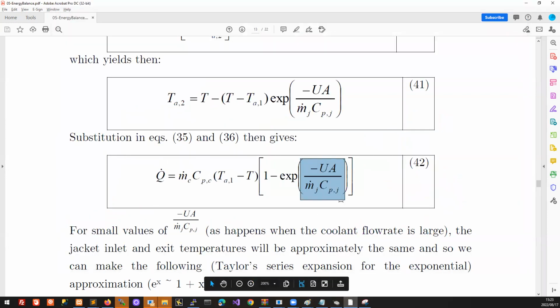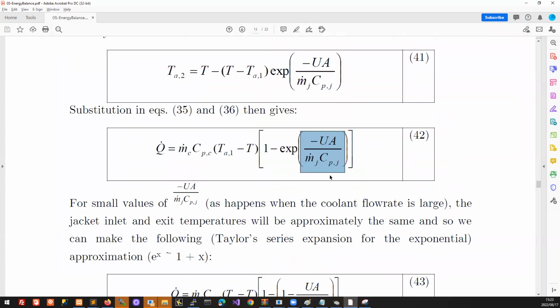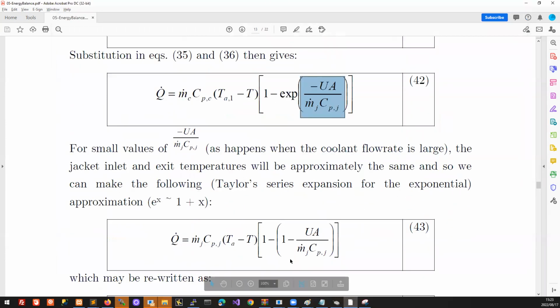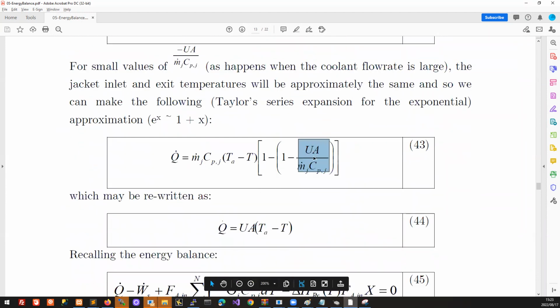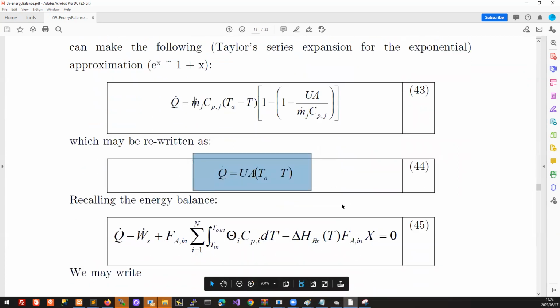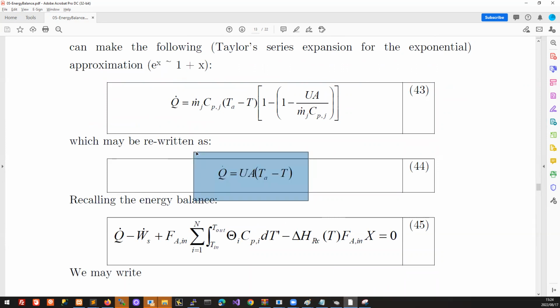So if we replace this, then this is going to be 1 plus this thing, right? And then the ones can cancel, leaving us just with this part. So the ones cancel, the ones go away. And then you can see this m dot Cpj can cancel with this m dot Cpj, and it leaves us with this really simple form here. So if your flow rate on the jacket side is quite high, and if it's a CSTR, then your Q dot is as simple as this.